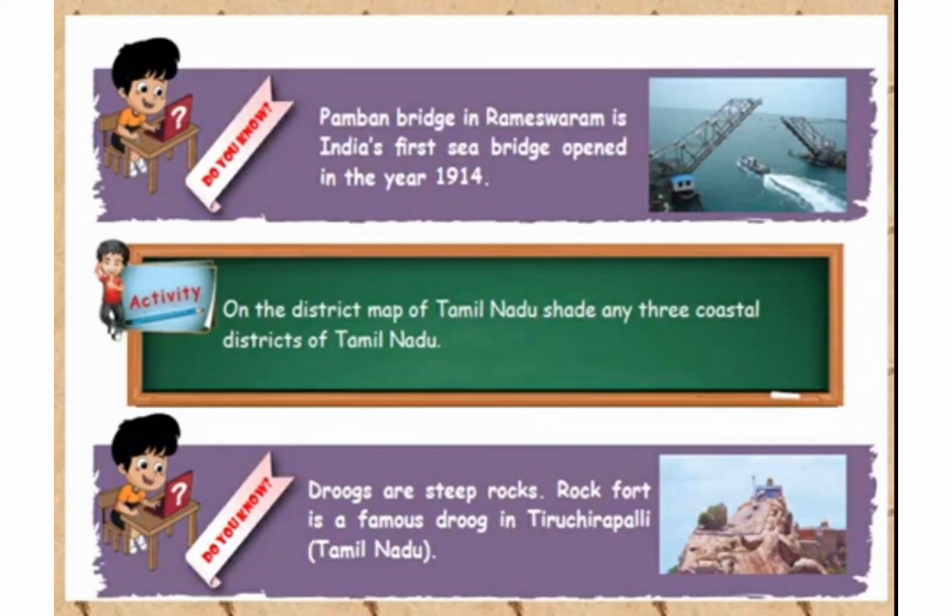Did you know, children? The Pamban Bridge in Rameswaram is India's first sea bridge, opened in the year 1914. Droogs, or steep rocks. Rockfort is a famous droog in Tiruchirappalli in Tamil Nadu.